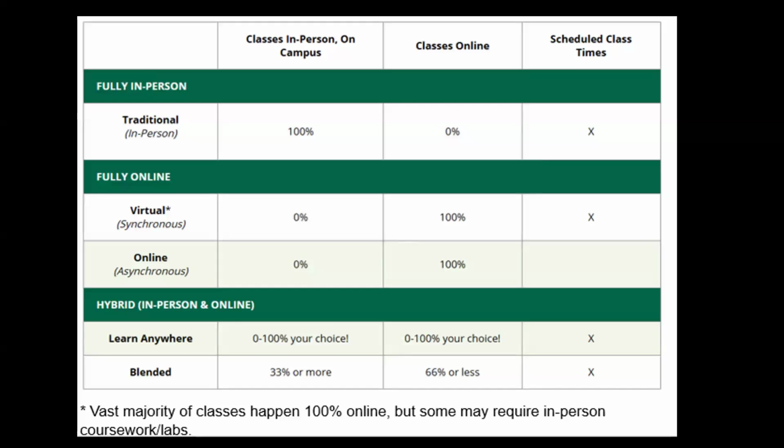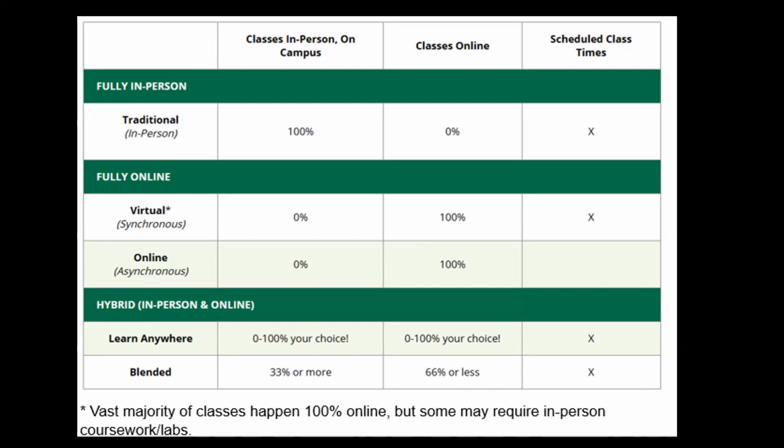Here's an infographic that describes the different modalities of taking classes at Ivy Tech. In the traditional option, 100% of classes happen in person on campus, with 0 classes happening online, and there are scheduled class times. In the virtual option, 0% of classes happen in person on campus, and 100% of classes happen online, and there are scheduled class times.